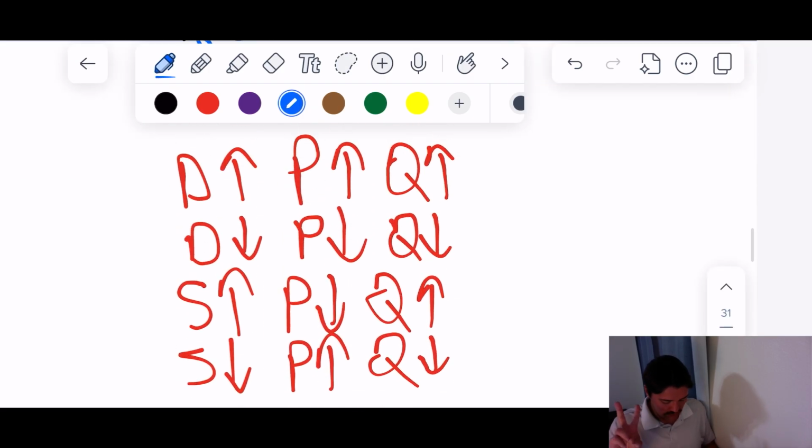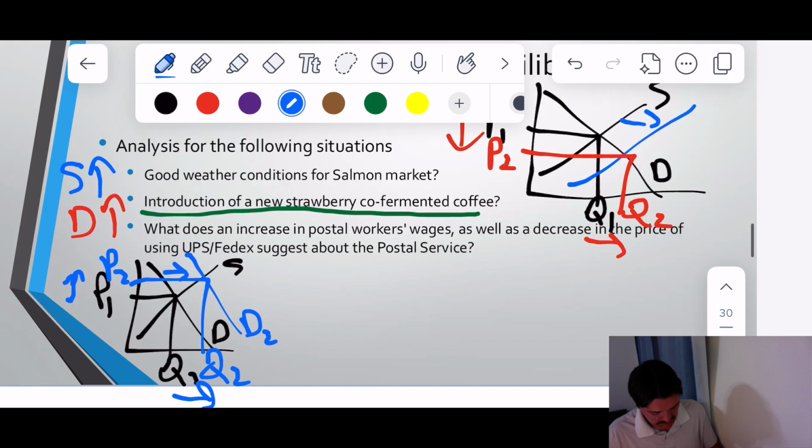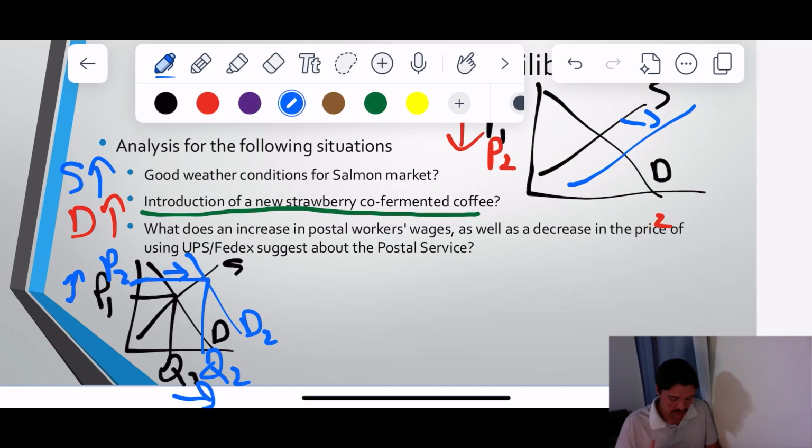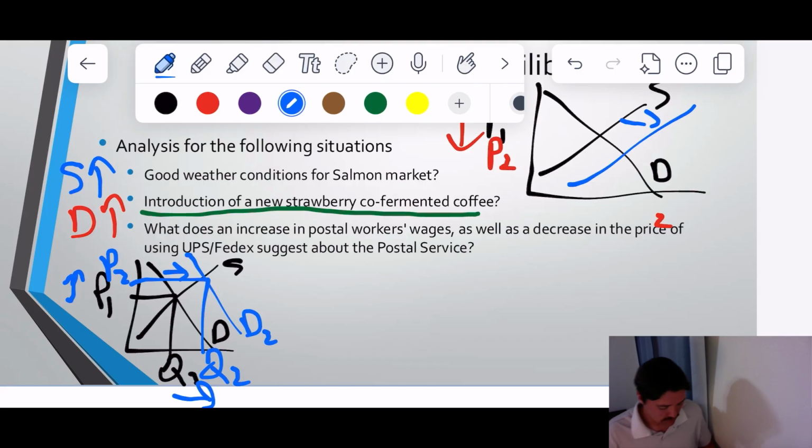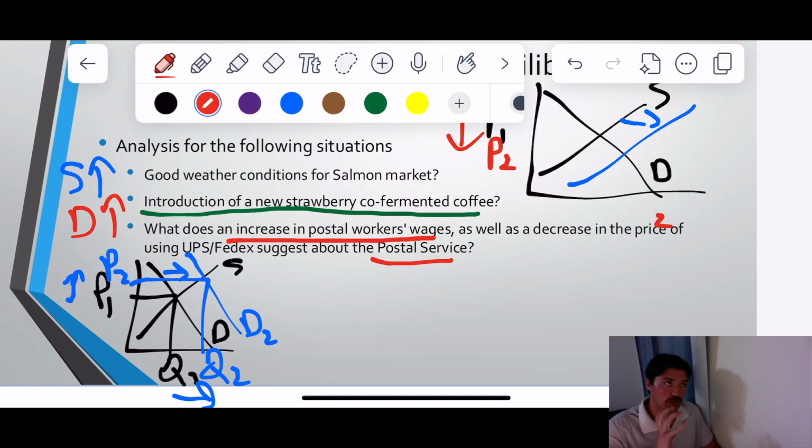The next thing, we have two things going on. On this one, we see there's an increase in the postal workers' wages, as well as a decrease in the price of using UPS or FedEx. And now, what does this do to the Postal Service? So, we have to take this both one at a time. The first thing we'll look at is, what does this change in the wages do for the Postal Service? They have to pay their workers more, so maybe they have fewer workers because they can't afford as many workers anymore because the wages are higher.